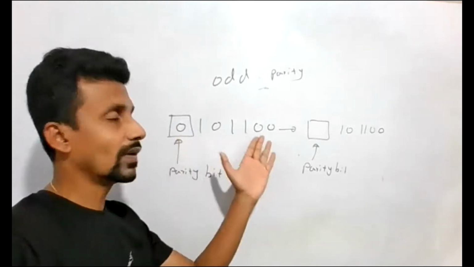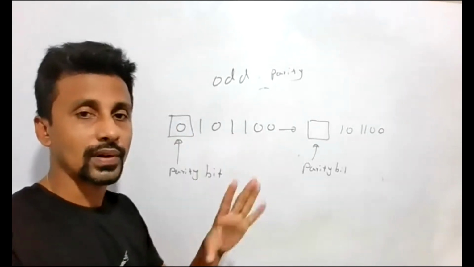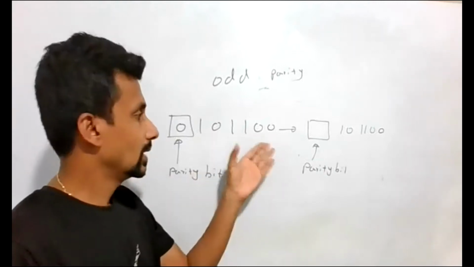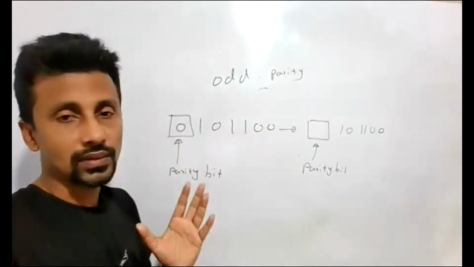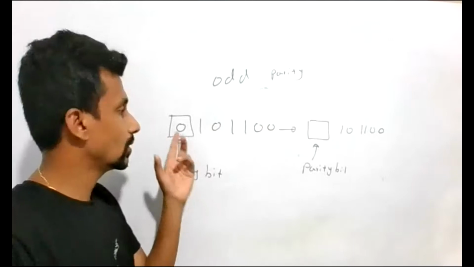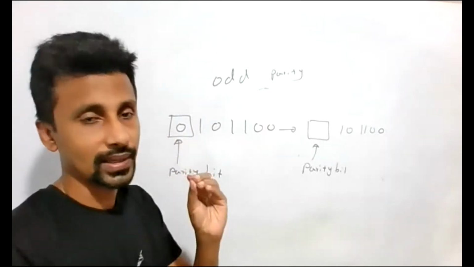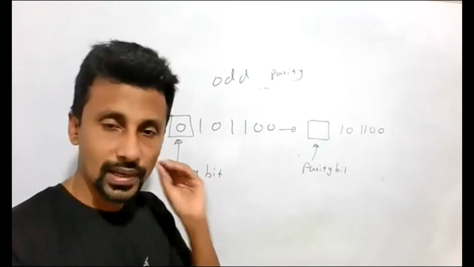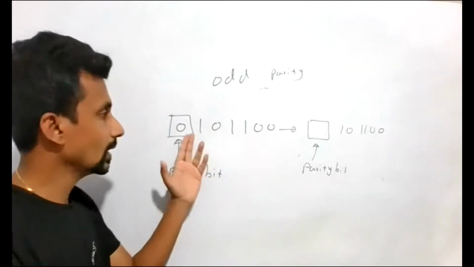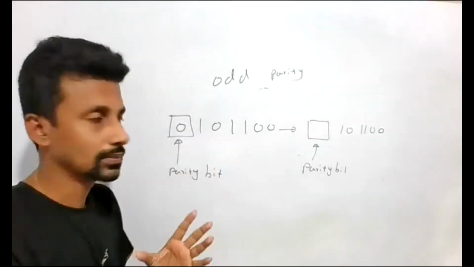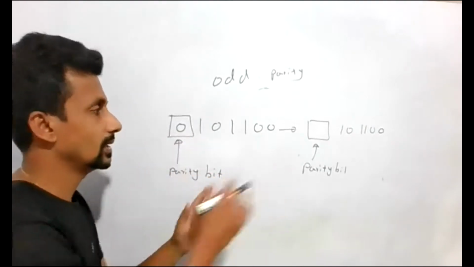Here suppose you have 4 ones, then we would put one more to make it 5, an odd number. But here in our original data we have 3 ones. That means it's already odd. No need to put ones, because you are counting only ones. Remember that. Some students count the zeros, but it's always the ones that you count. So 3 is an odd number. So you put 0 and send the data.